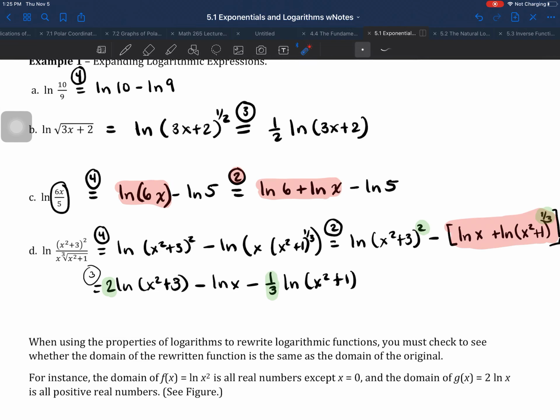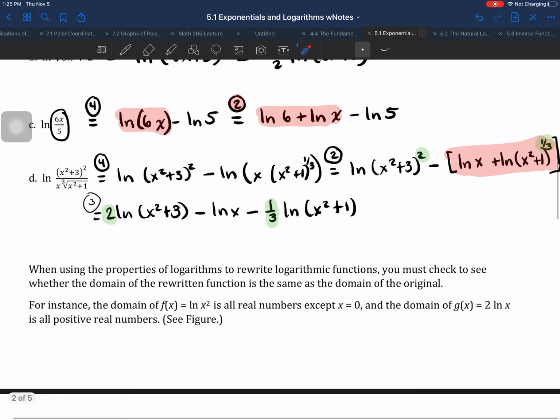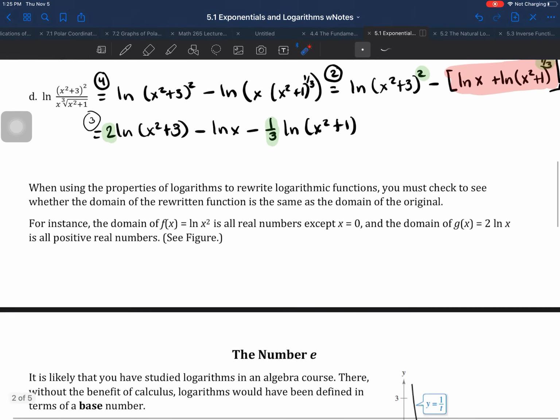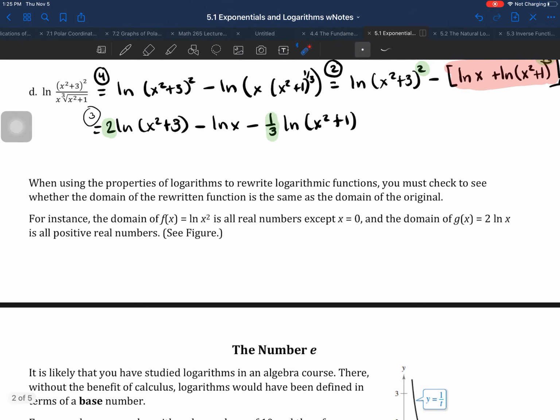These properties become very important when we are starting to solve equations, differentiate, use antiderivatives, or also for word problems. When using the properties of logarithms to rewrite logarithmic functions, you must check to see whether the domain of the rewritten function is the same as the domain of the original.